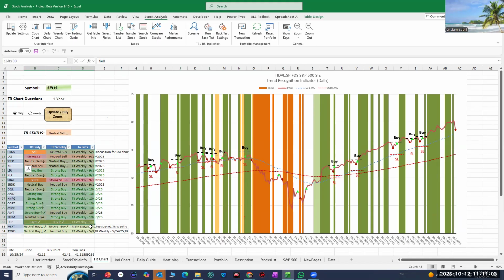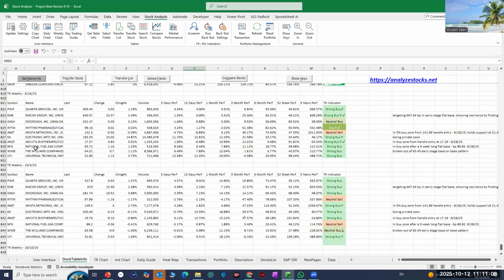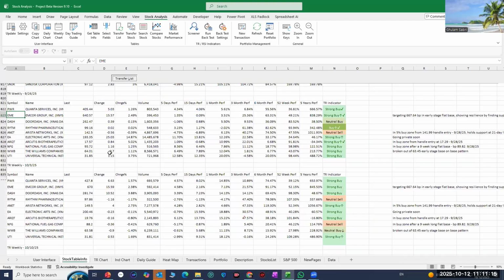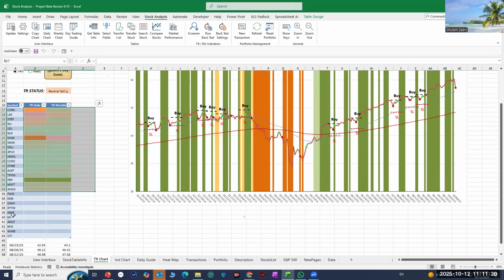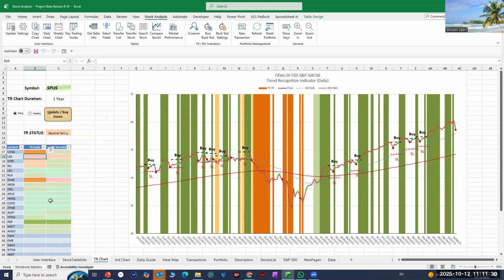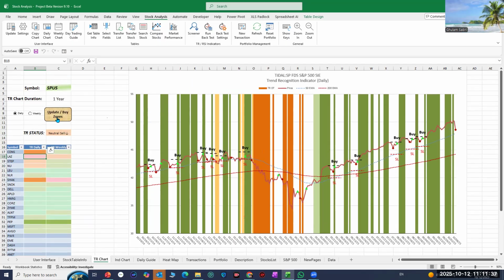For example, let's say I have a small list here, maybe 10 stocks. I transfer this list here. There were previous stocks, and it added those 10 stocks here. And if I run this screener one by one, it will scan them and put the TR daily and TR weekly status against each stock right here. If I want to see the chart with the buy point, then I have to put that particular symbol here and put the buy points here.